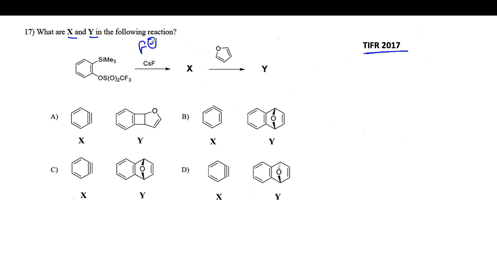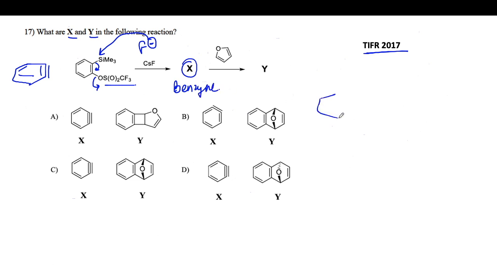Whenever you see a fluoride source, you must think of silicon being a leaving group because fluoride will quickly attack the silicon. But if the silicon leaves, do you also have a leaving group on the other side? Yes, this is your triflate, isn't it? Trifluoromethyl sulfonate. This is a good leaving group. So just by a fluoride source, this molecule is going to form a benzene like this. Now once the benzene is formed, X is your benzene.